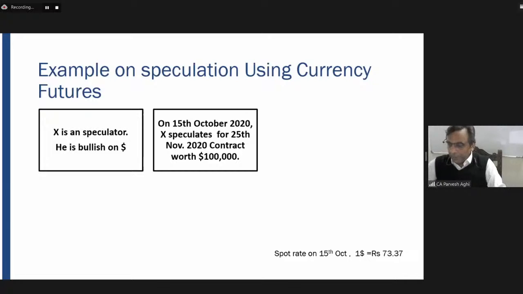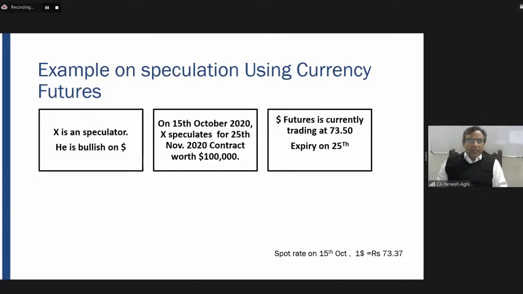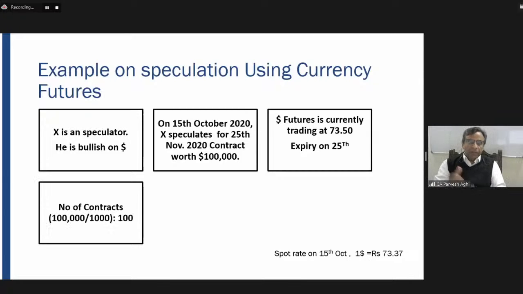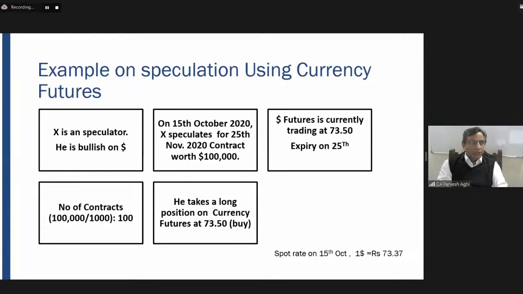Dollar is going to go up. Okay. So currently the dollar is trading at 73.5. So expiry is on 25th of November. And the total contracts he is going to take a long position in will be 100 contracts. Okay. So he takes a long position in the currency.